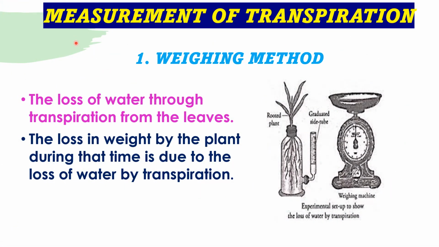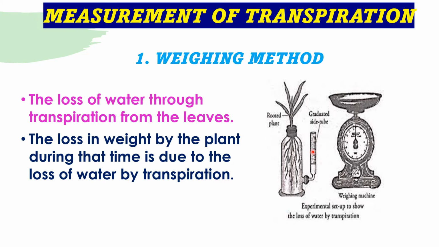The next topic is measurement of transpiration. For this we are discussing two different methods, the weighing method and the potometer method. In the weighing method, we are using a glass bottle linked by a rubber tube to a graduated side tube, then filled with water. Pour 2 to 3 drops of oil above the water. Why are we doing this? To prevent the loss of water by evaporation.